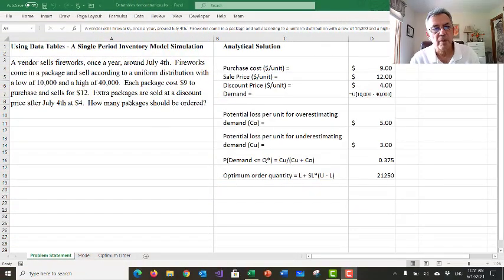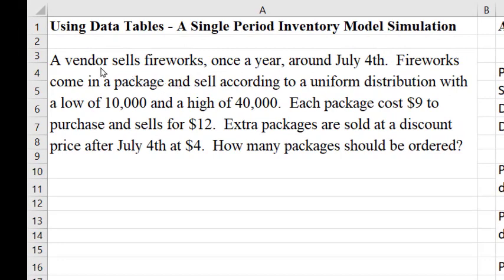Consider a problem that deals with a vendor who sells fireworks once a year around 4th of July. Fireworks come in packages and sell according to a uniform distribution with a low of 10,000 units and a high of 40,000. Each package costs $9 to purchase and sells for $12. Extra packages are sold at a discount price after July 4th at $4. The question is, how many packages should the vendor order?